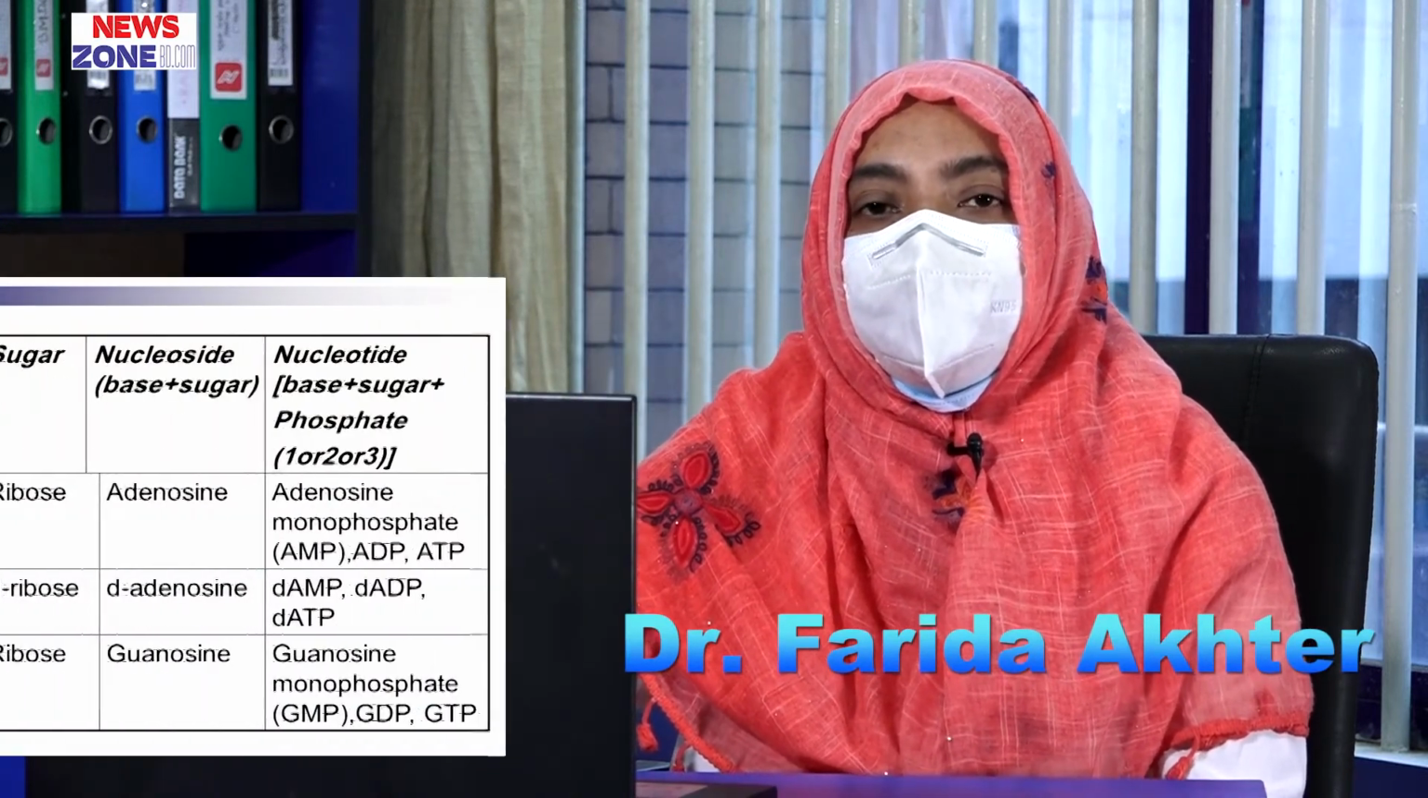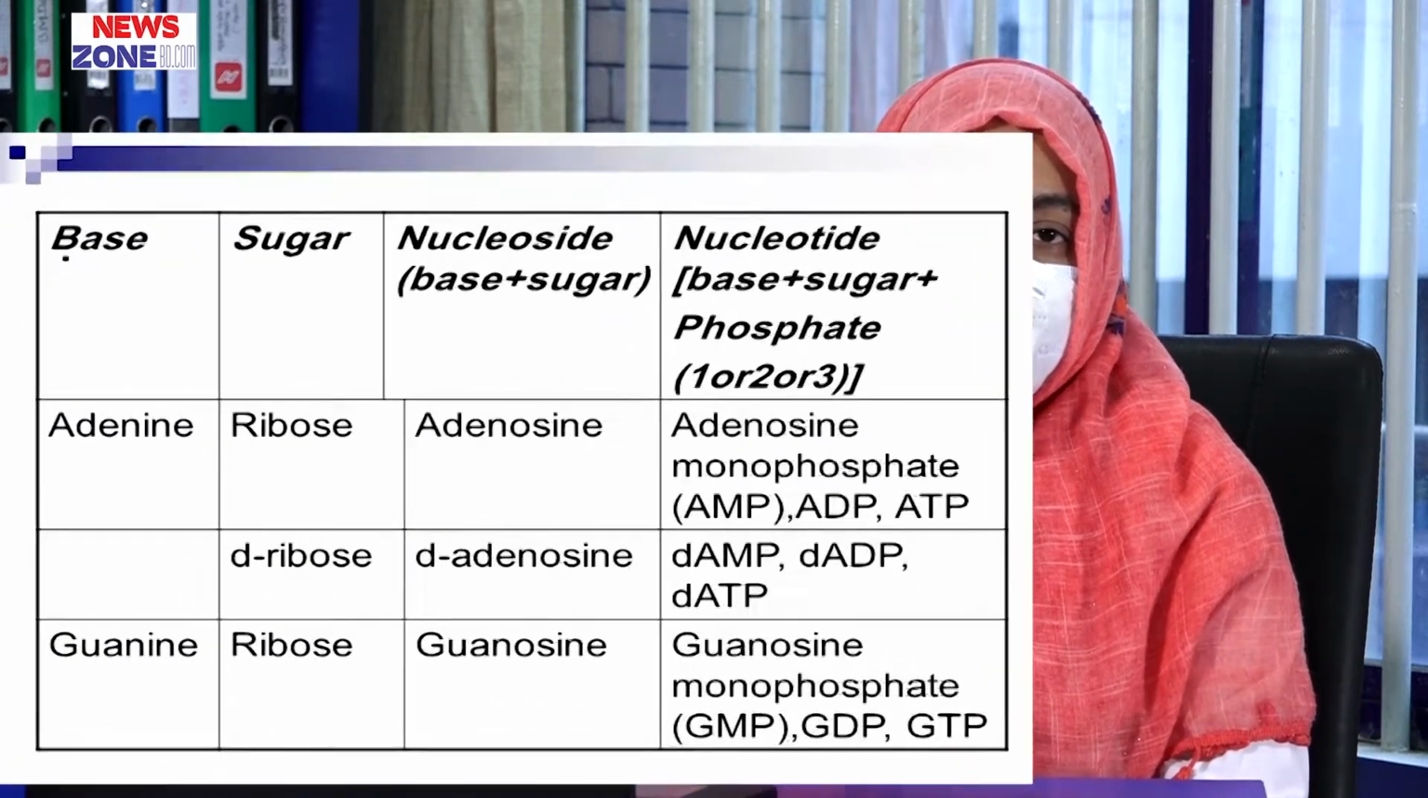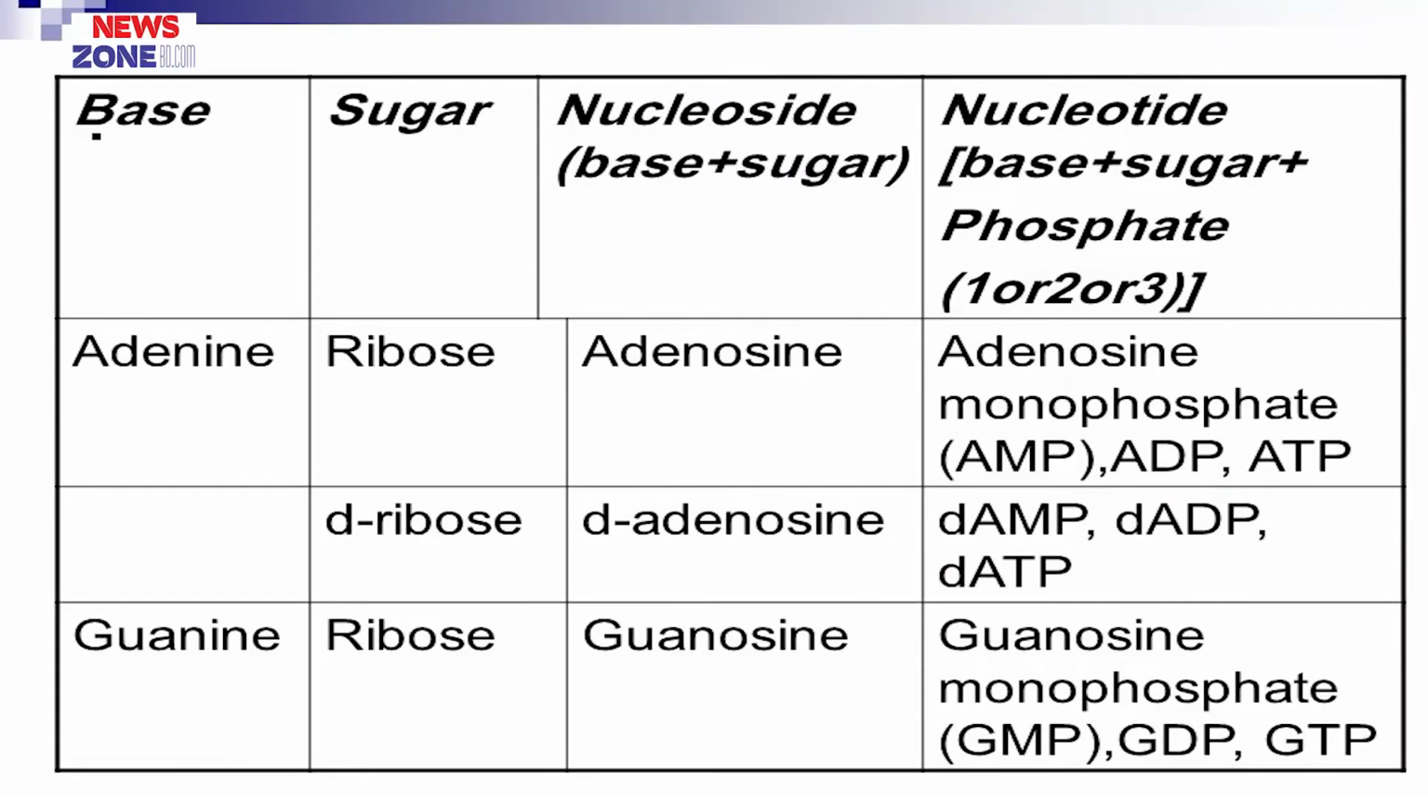Now come the composition of nucleoside and nucleotides. If the base is adenine and the pentose sugar is ribose, then the formed nucleoside will be adenosine and the formed nucleotide will be adenosine monophosphate, adenosine diphosphate, adenosine triphosphate if the phosphate group is 1, 2 or 3 respectively.